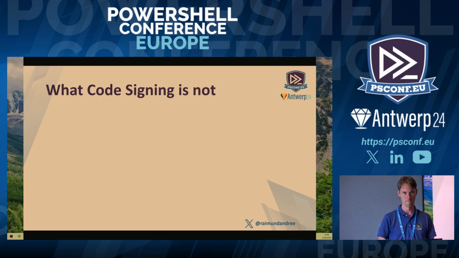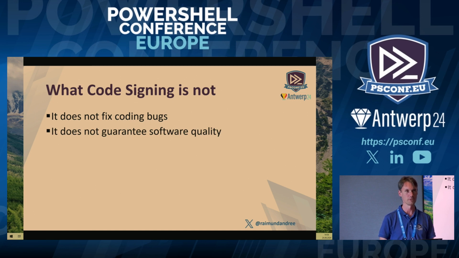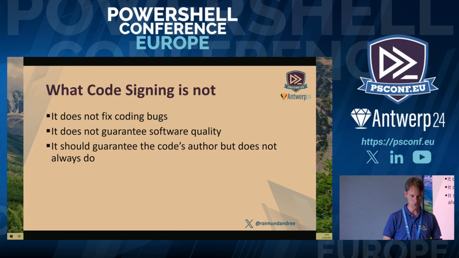What is it not? It does not fix coding bugs by default, right? So if you download signed software, it doesn't mean that the software always runs and has a very high quality. So software quality is not guaranteed just because you use code signing. It should guarantee the code's author, but does not always do. And we will see some examples when things went utterly wrong.